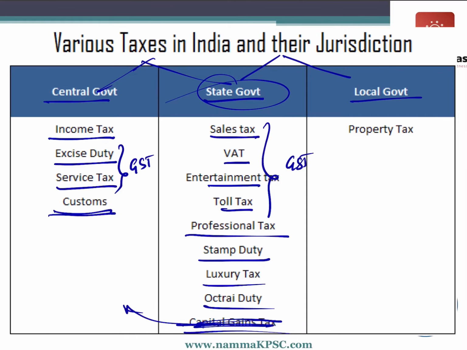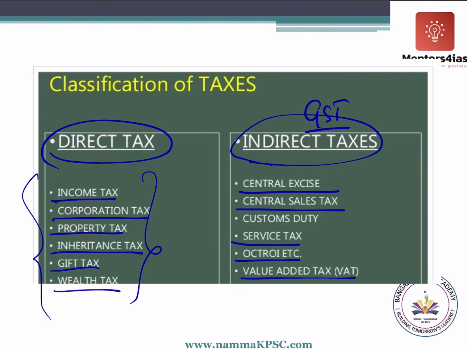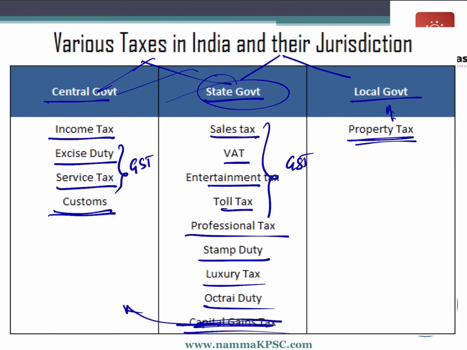Next, you have local government. Sometimes property tax you will have to pay to the local government. The state would have transferred this power to the local government. So property tax can be part of the local government. This is based on the jurisdiction. So the classification can be either direct or indirect tax, or it can be central tax and state tax. In central tax, GST and all is your indirect taxes. Your income tax is a direct tax. So this is how we classify the taxes.